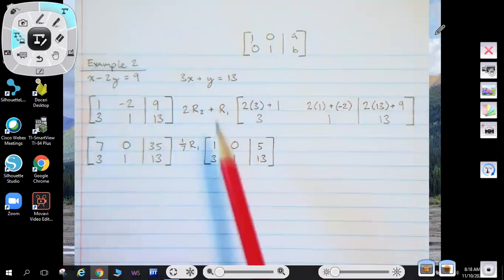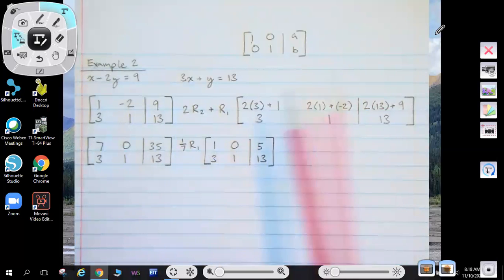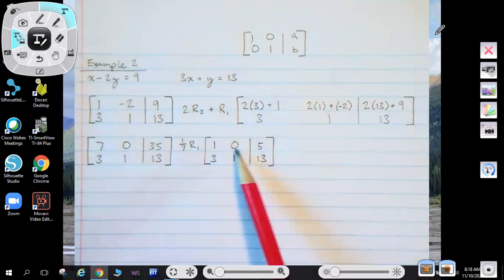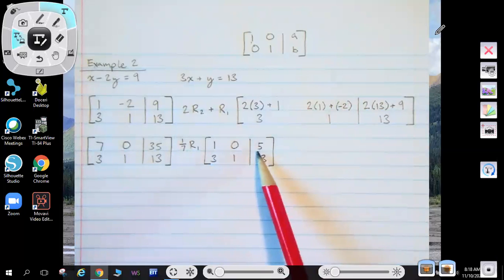So now the first row is finished. We have a 1 where we need it. We have a 0 where we need it. We don't care that this is a 5. It could be anything.